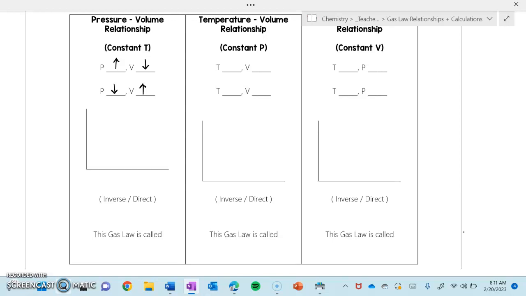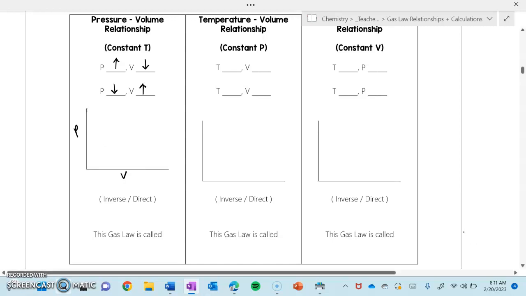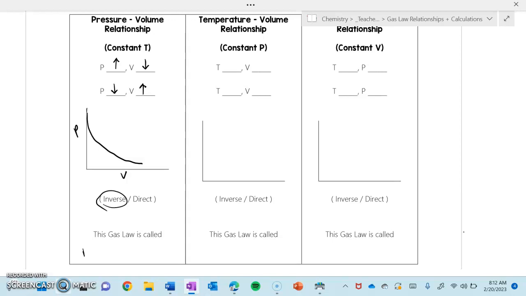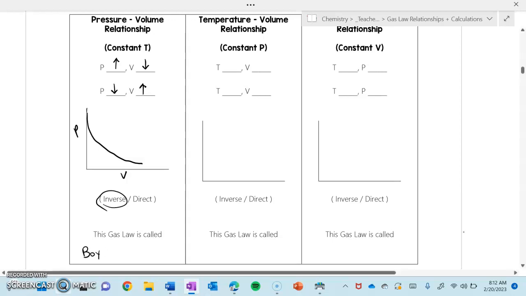So our graph here, if you have, let's put pressure on the y-axis and volume on the x-axis, we see when the pressure is high, the volume will be low, and then there's a little curve there of how they're related. This is an inverse relationship. And we said this is called Boyle's law.